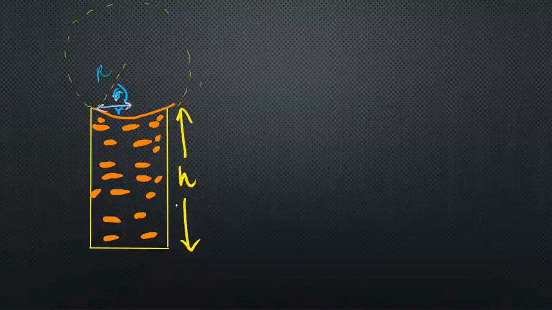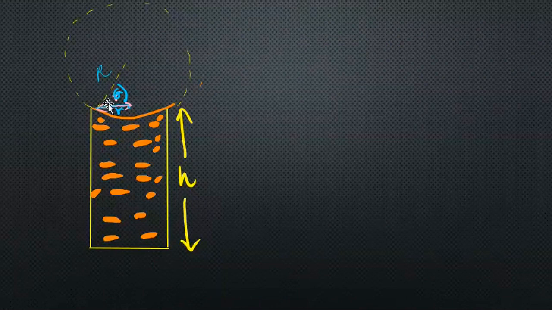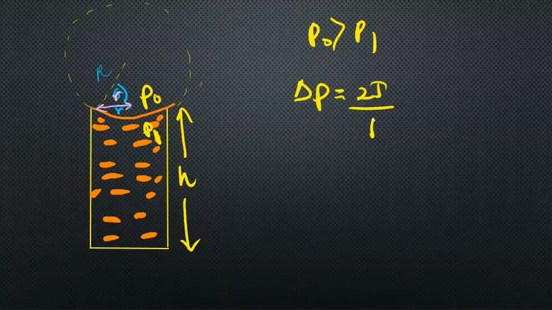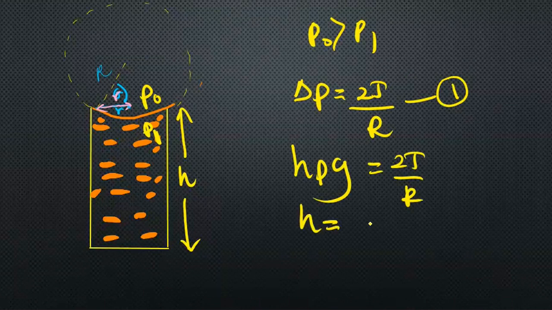Right. Capillary rise. Here capillary rise occurs because of the surface tension, and you can see the radius of the meniscus is capital R, and the radius of the tube is small r. So there's a connection. If the pressure here is P naught and the pressure inside is P1, you can see P naught is greater than P1. So there's a delta P pressure difference equal to 2T over R. Here R has to be the radius of the meniscus. Right, first equation here. Then we can consider the pressure difference, total height H rho g equals 2T over R.